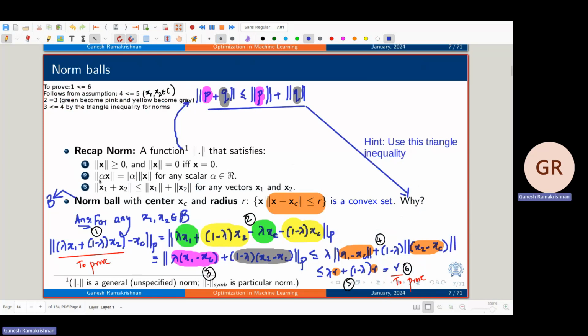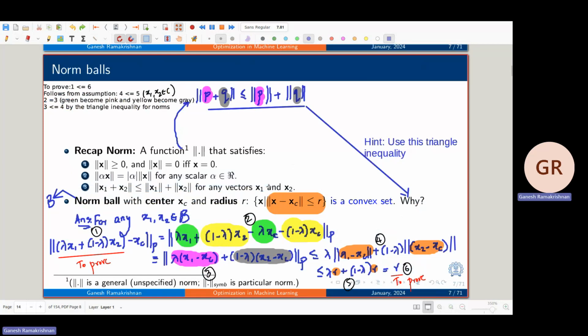So I have used which property? Sorry again. The triangle inequality. Right. I've used this triangle inequality. Well, is it only this triangle inequality? I've done something more. I've actually done 2 as well, right? So I've combined 2 and 3.